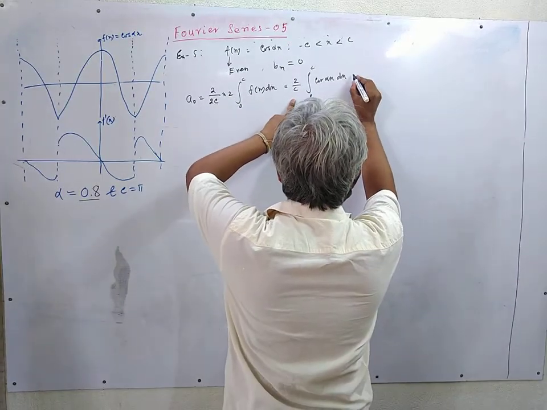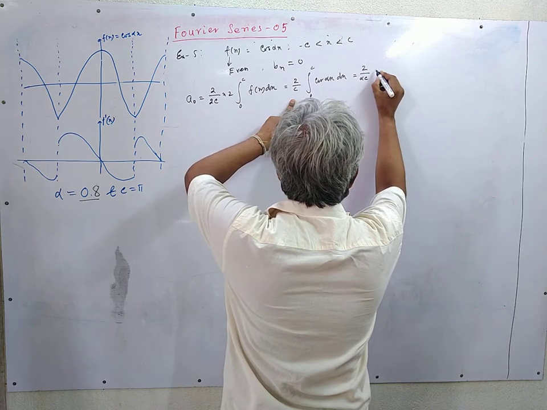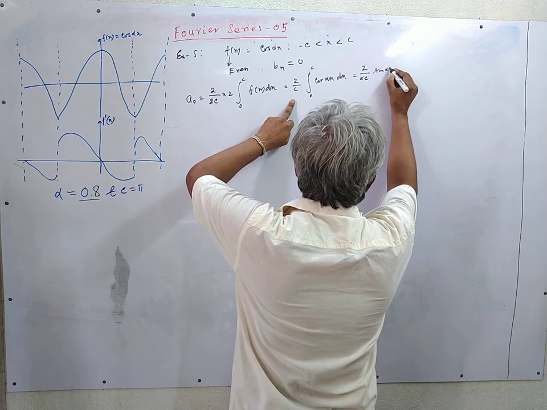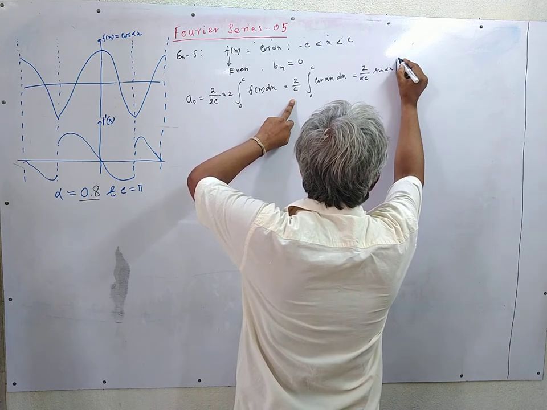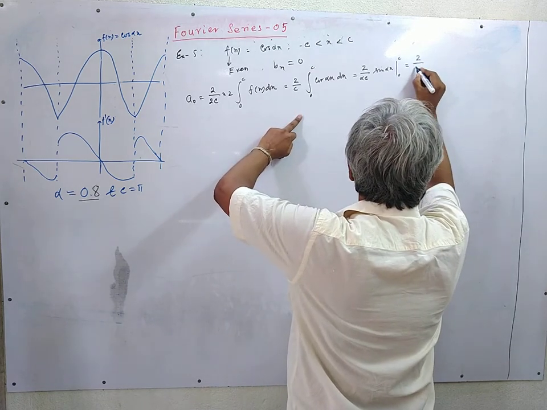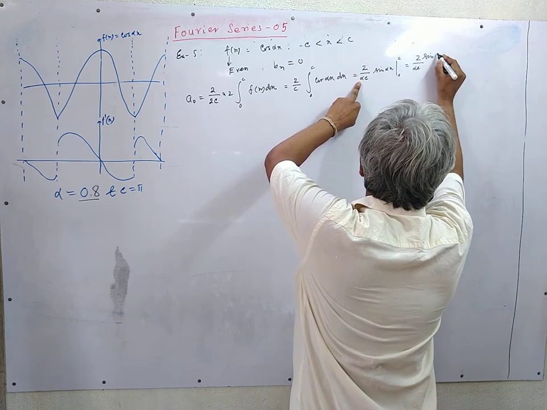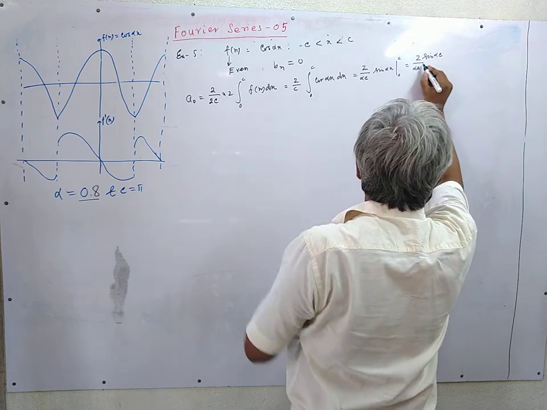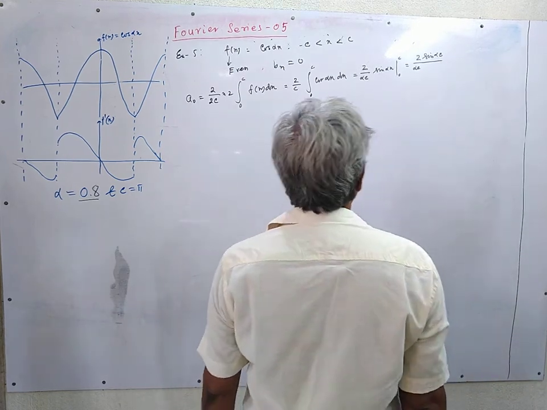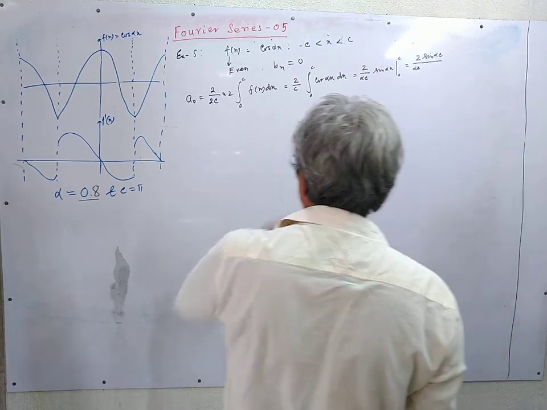And the result is 2 upon alpha c sine of alpha x from 0 to c, and this is 2 by alpha c sine of alpha c. If alpha happens to be an integer and c is equal to pi, then it is of the form m pi and is going to be 0.